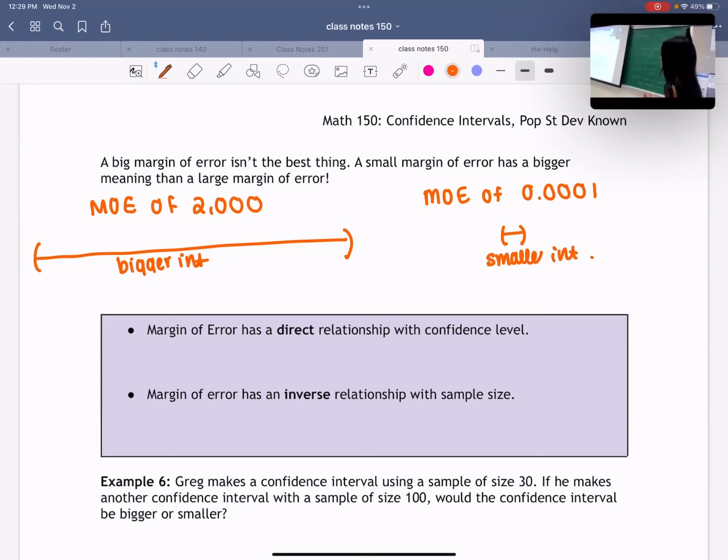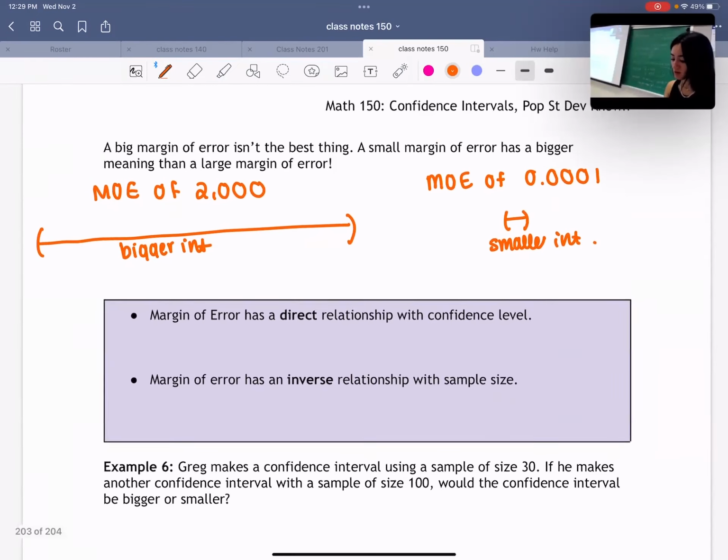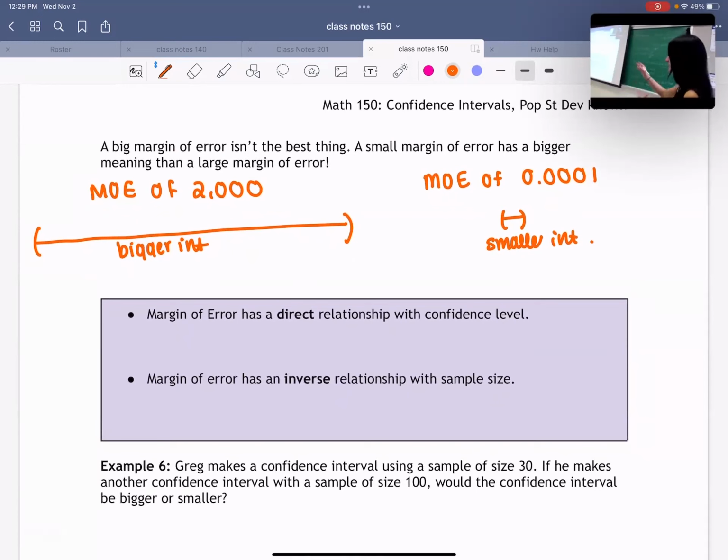Now, for other relationships, it's a little bit harder to figure out what changing one does to the other. So in order to make this easier to think about, I'm going to talk about the relationship between margin of error and other things. Okay. First of all, confidence level, which is that 98%, 80%, whatever percentage it is, we call that the confidence level. Okay. Margin of error has a direct relationship with confidence level. Okay. And what I mean by this, let's say between two samples, let's say I increase the confidence level. Okay, what would happen to the margin of error? Would it increase or decrease?